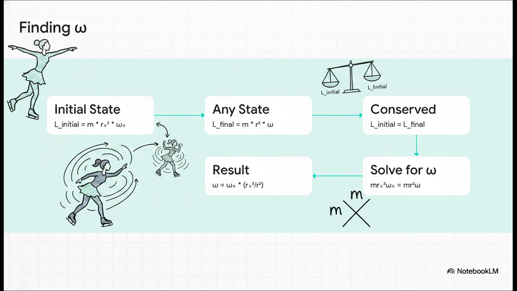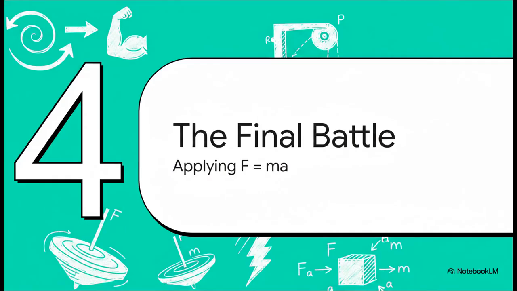And look at that relationship. As r gets smaller, omega has to get bigger. That's the figure skater effect, right there in the math. She pulls her arms in, her r gets smaller, and her spin speed, omega, goes through the roof. Okay, this is huge. We now have a formula that tells us how fast the puck is spinning at any radius. Now we're ready for the final battle.